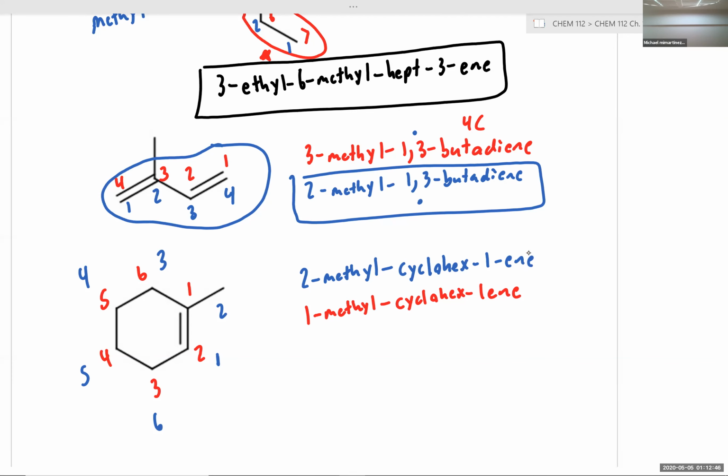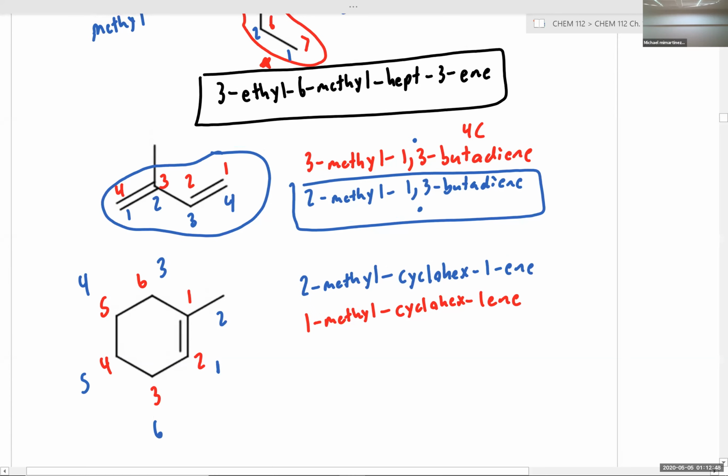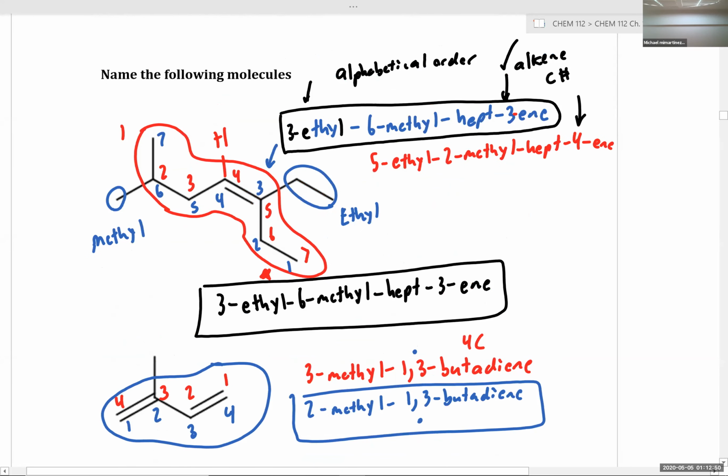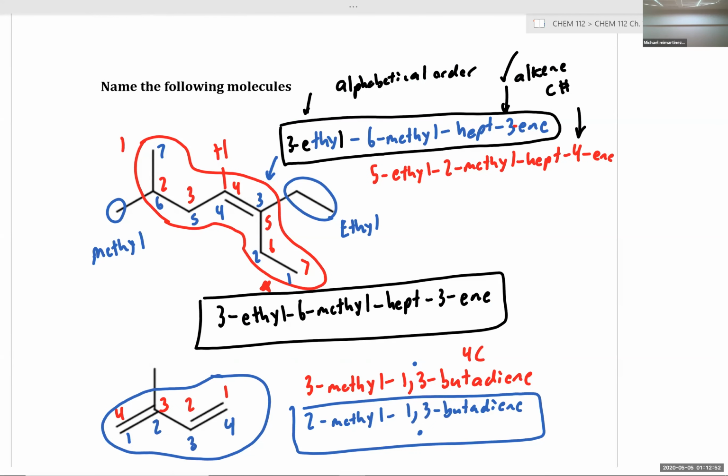Sorry, what was that? Oh, Carter, to answer your question, there are 2 ethyl groups in our first molecule.